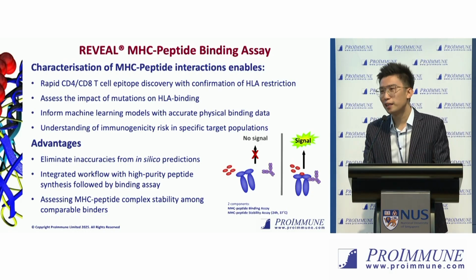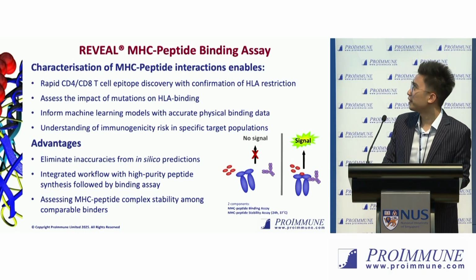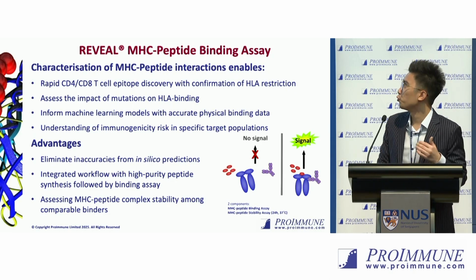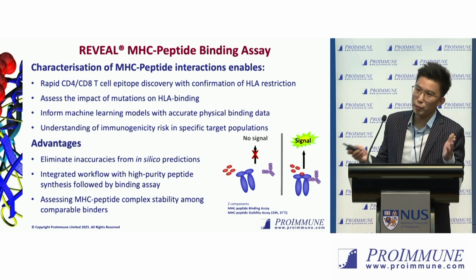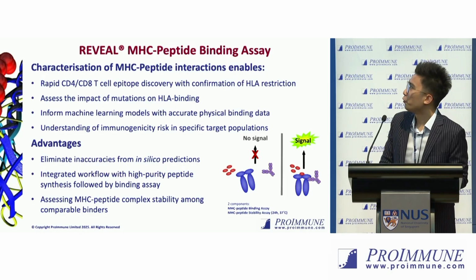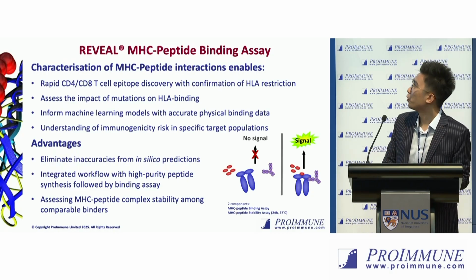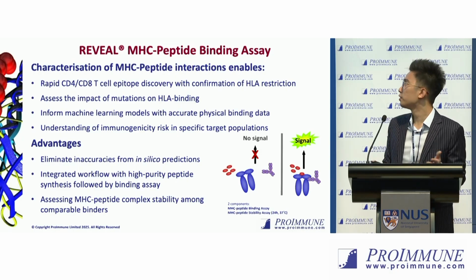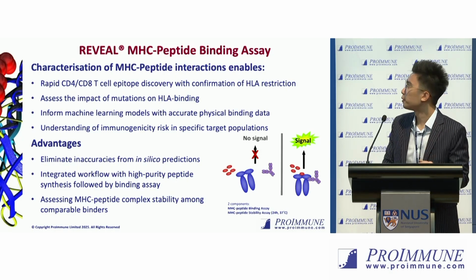So coming to the last method, it is of course using a physical binding assay. In this case, we have our REVEAL MHC-Peptide Binding Assay that can help you rapidly confirm CD4 and CD8 T cell epitope discovery with confirmation of its HLA restriction. You can also use it to assess the impact of mutations on HLA binding. You can also train your machine learning models, which is quite a thing right now, with accurate physical binding data. And you can also understand the immunogenicity risk in specific target populations.